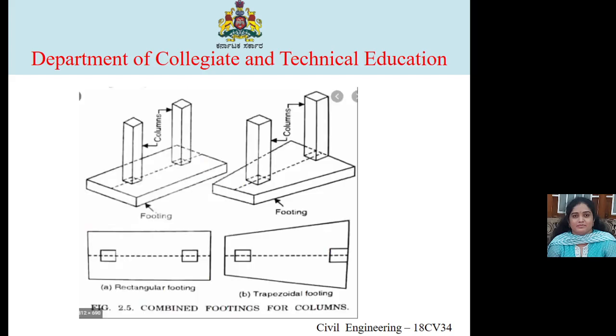So these are the two different types. The first one here is the rectangular type. This is a trapezoidal one. This is the plan of the drawing, and this is the 3D view of the footing. This is the plan, and this is again the 3D view of the trapezoidal footing. You can see here the footing and these are the columns.